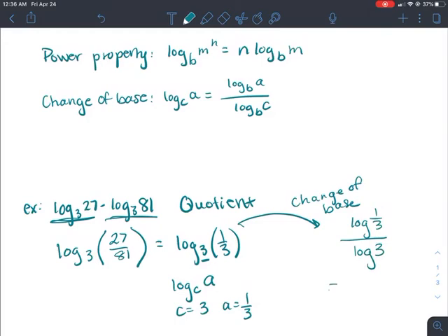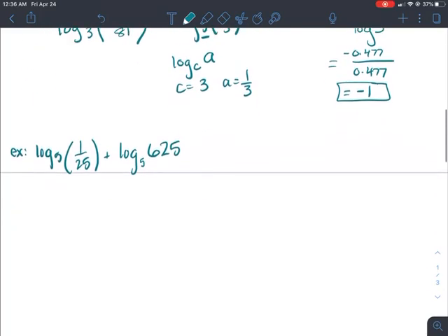What you're going to do is take your calculator and enter log of 1/3 divided by log of 3. Or you can get log of 1/3, which is negative 0.477, and log of 3, which is 0.477. This gives you a value of negative 1. We're going to do another one so you can see.